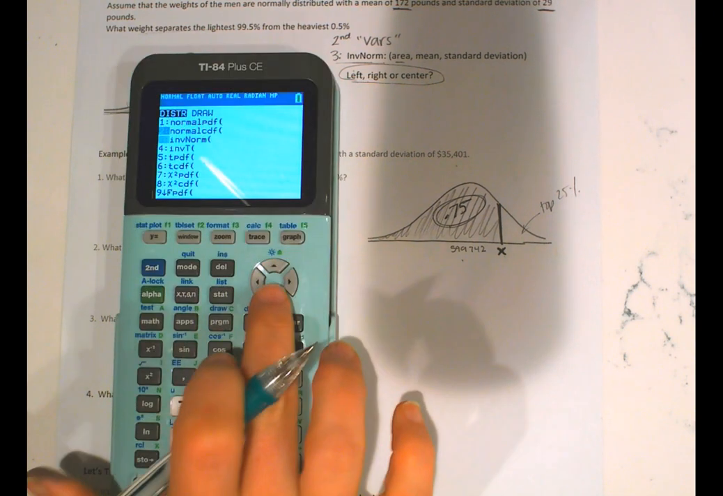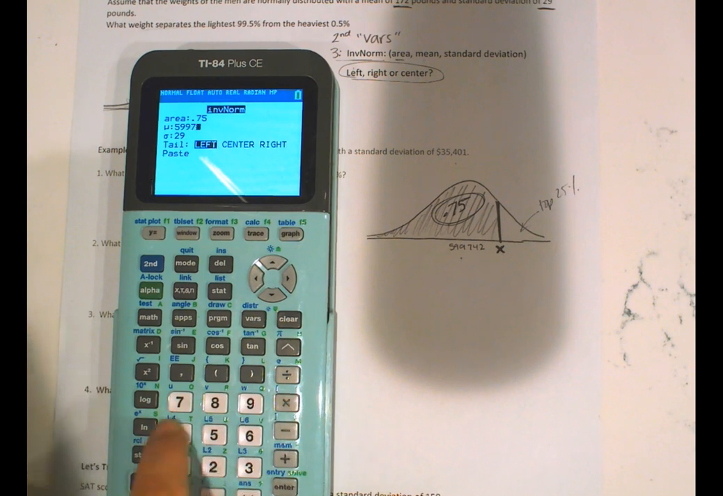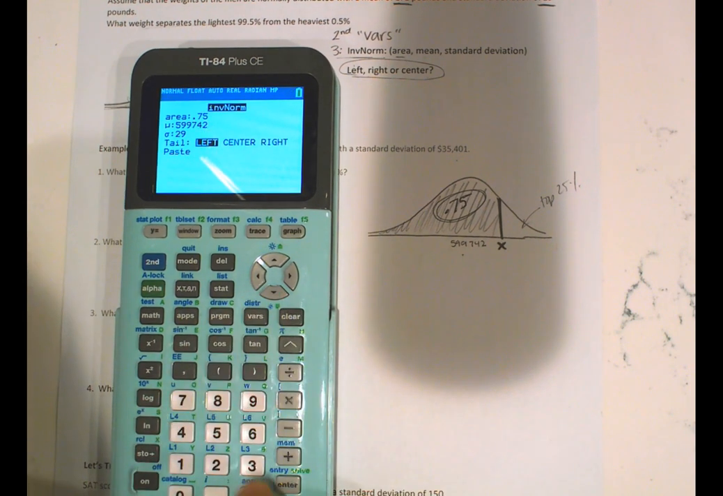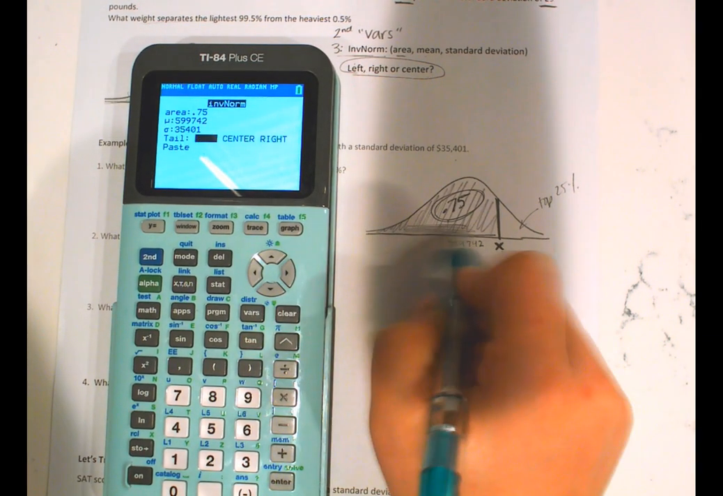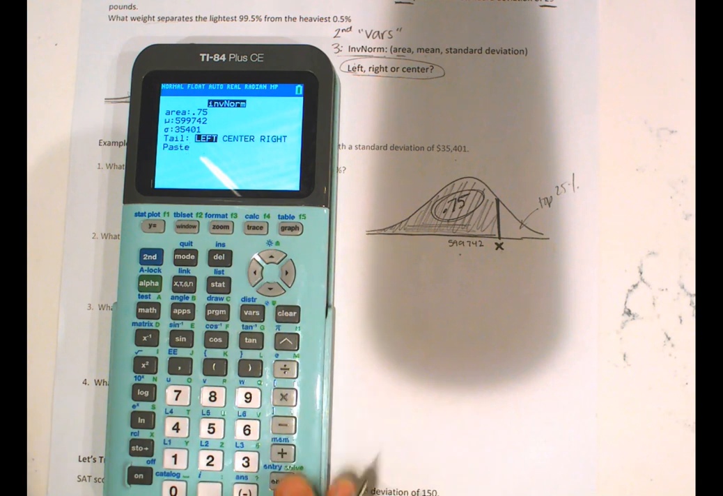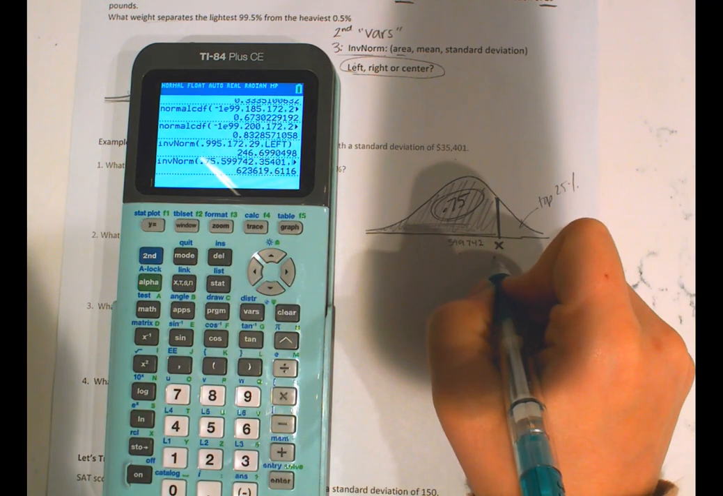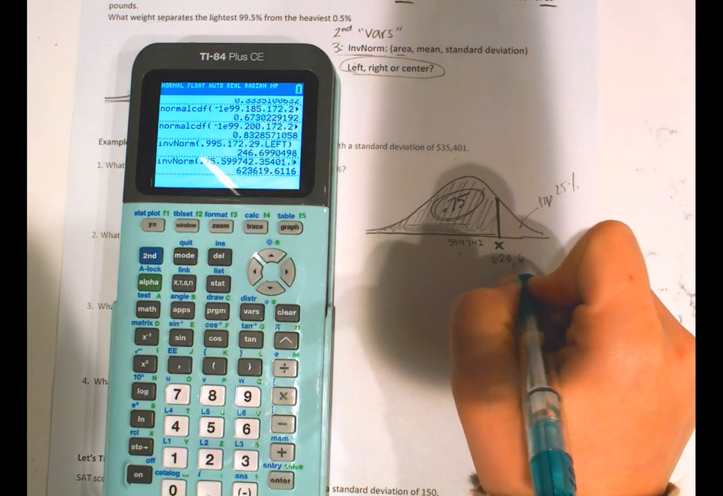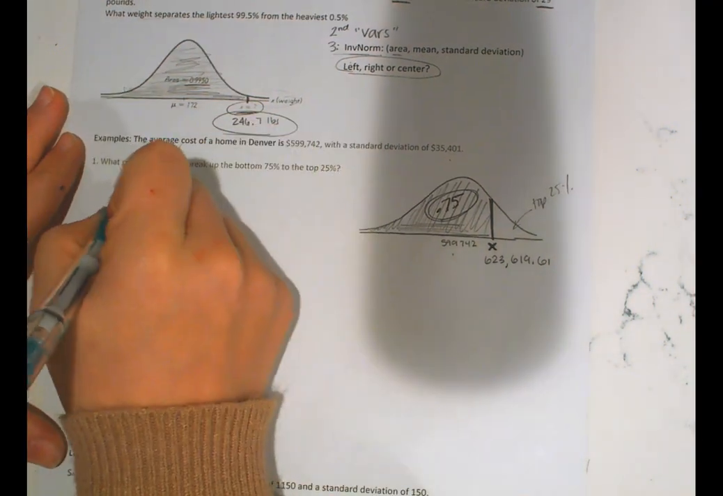I'm going to go down to number 3, which is my invNorm. My area I'm looking for is 0.75. My mean is 599,742. My standard deviation was 35,401, and I'm coming from the left because I'm looking for the 75% on the left. If your calculator does not ask you, it's assuming left anyway, so you're good with what you've typed in. So then I get that this X value is 623,619.61.